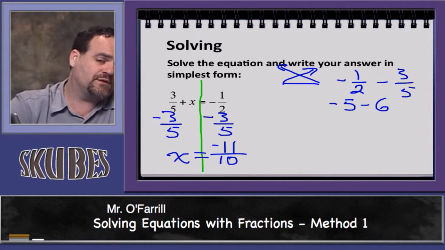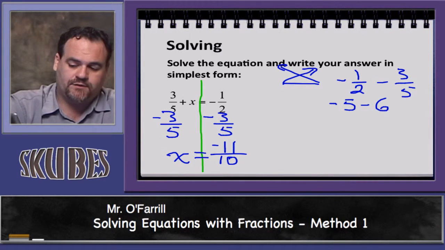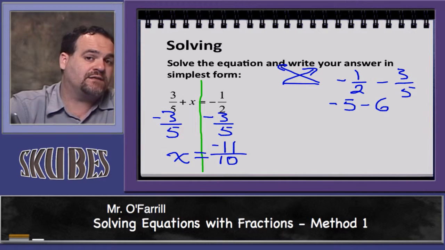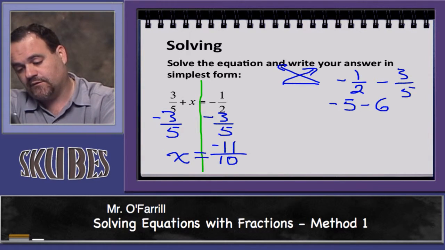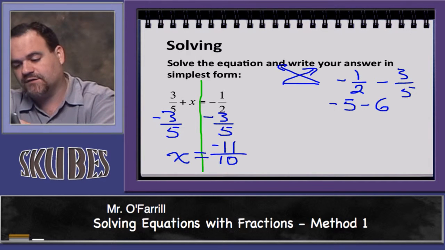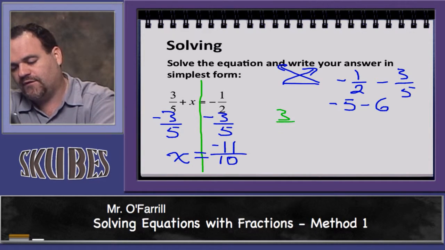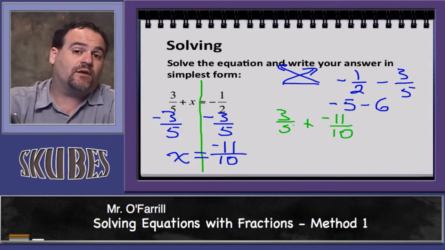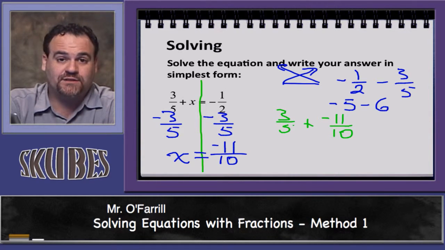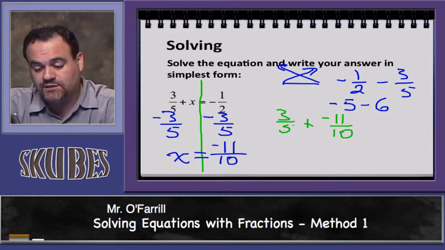Took a little bit of work because of those unlike denominators, but I think it's pretty safe to say that x equals negative 11 tenths. Of course, as always, we want to check to make sure that that is correct. 3/5 plus negative 11 tenths.